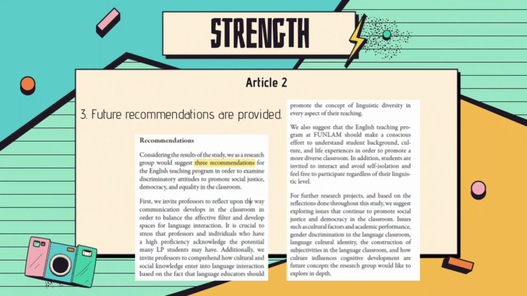Article 2 also provided plenty future recommendations like Article 1. So the first recommendation is to invite professors to reflect upon the way communication develops in the classroom to balance the affective filter and develop spaces for language interaction. So the second recommendation is for English teaching program at Van Lam to make a conscious effort to understand student background, culture, and life experiences in order to promote a more diverse classroom. Last but not least, it also suggested to explore issues and continue to promote social justice and democracy in classroom.